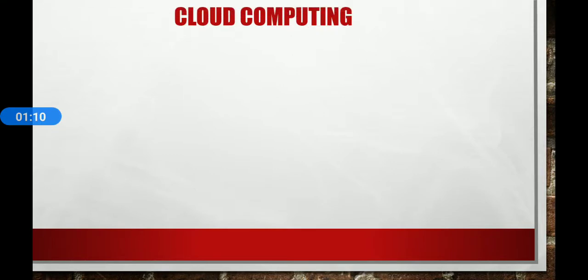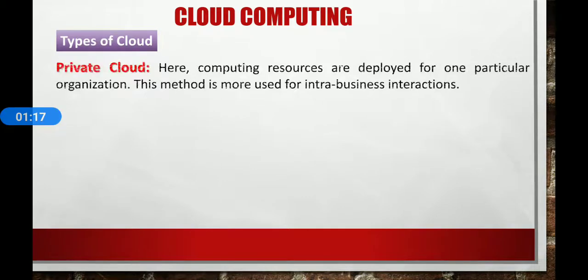So let's discuss some other topics. Next thing is types of cloud. First one, private cloud. Here, computing resources are deployed for one particular organization. This method is more used for intra-business interactions, where computing resources can be governed, owned, and operated by the same organization.